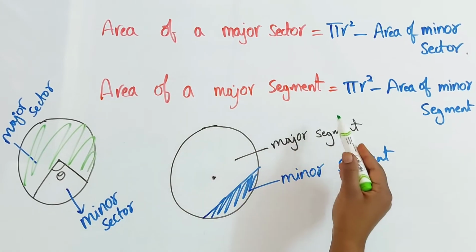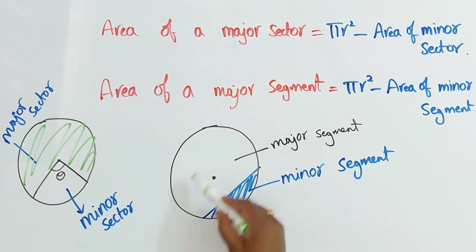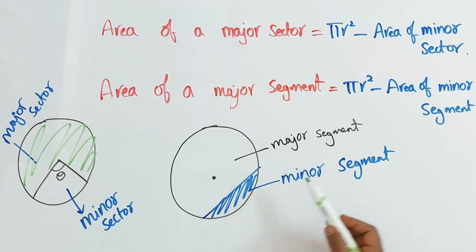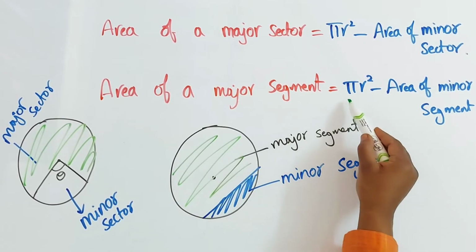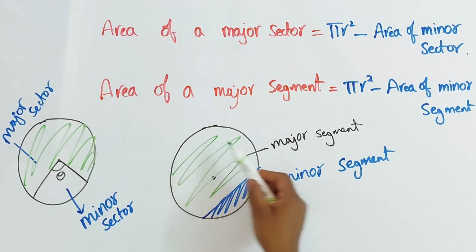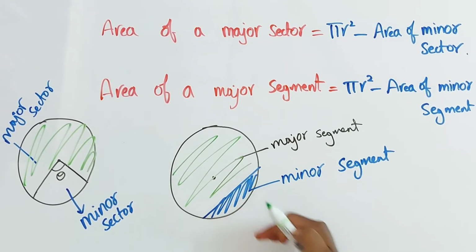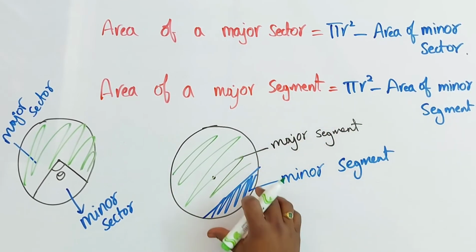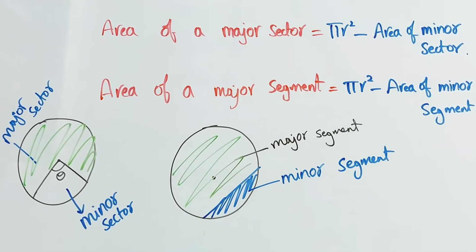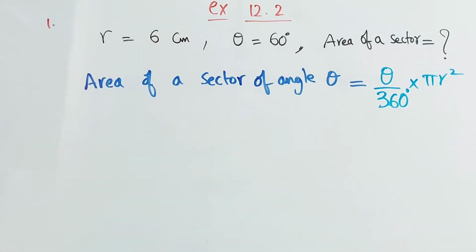Area of major segment. This is the minor segment. We know that this is the major segment. If we want the area of the major segment, this area, that is pi r square, the total circle area, minus the minor segment area. Right, children? We have to do total circle area pi r square minus the area of this minor segment, so that we will get the area of the major segment. Right, children? Let us start exercise 12.2.